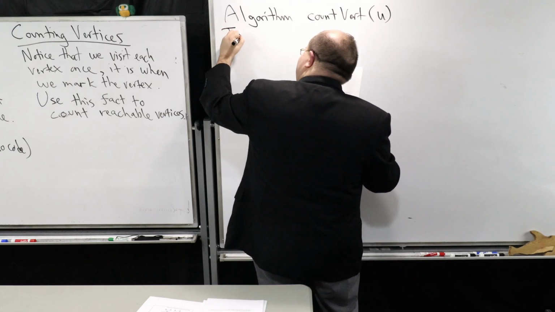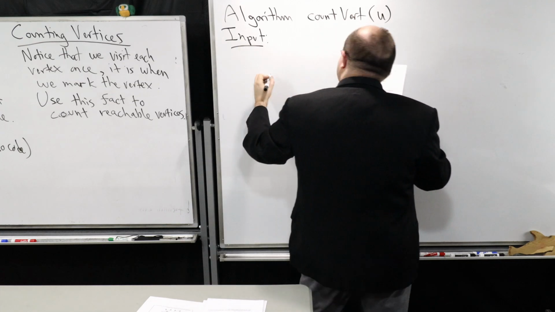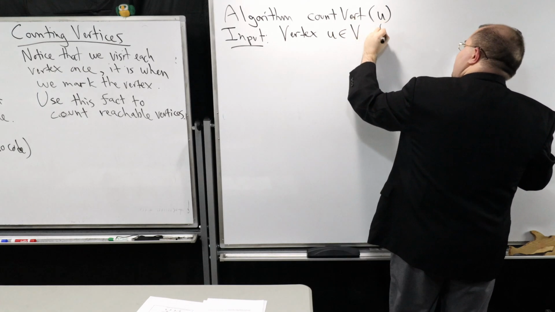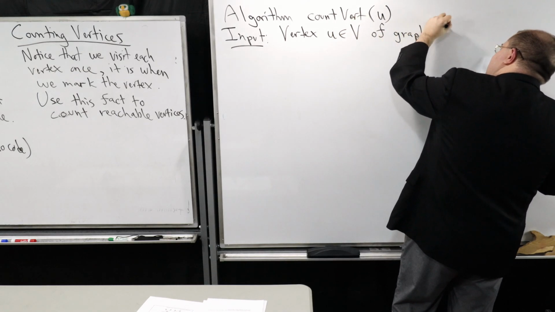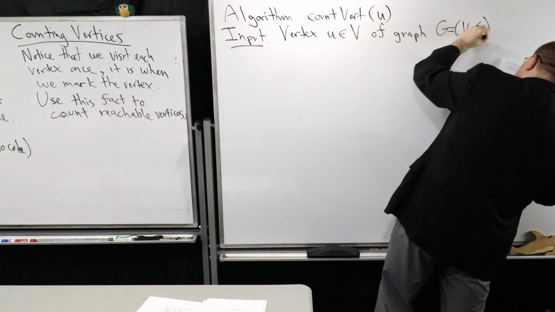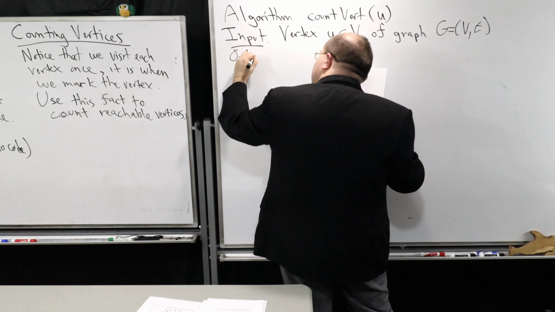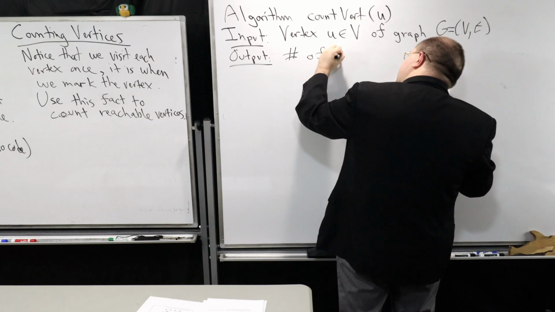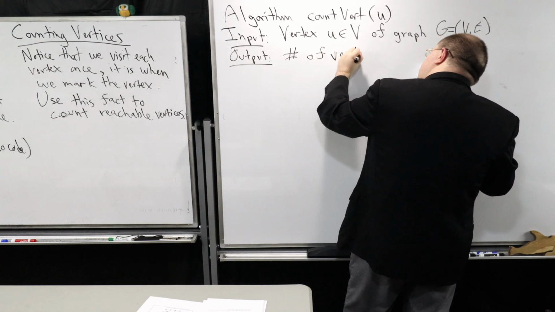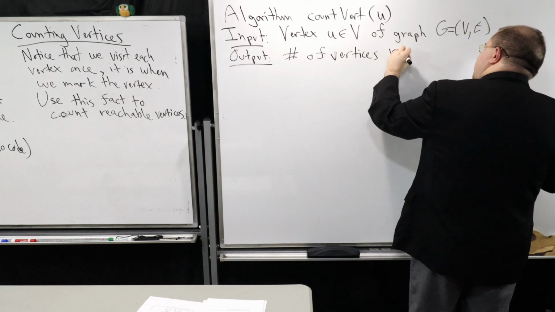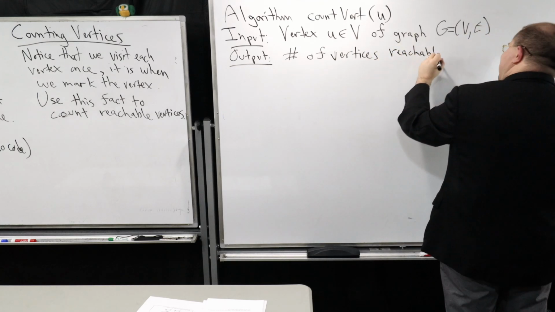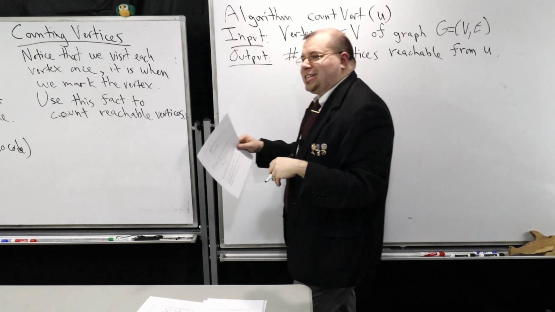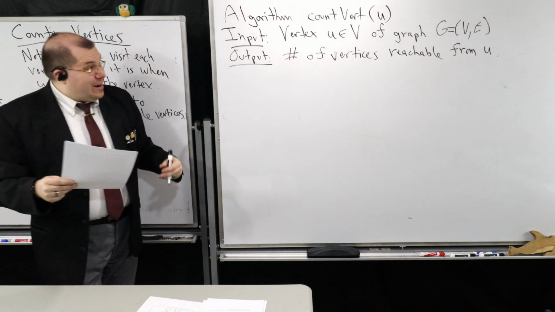So input, I give you a vertex u in the set of vertices of graph G equal to (V, E). And the output is the number of vertices reachable. I thought this would be a nice way to finish off the lectures because we talked about reachability at the beginning of the lecture. I thought I would end off by showing you how to actually count them.